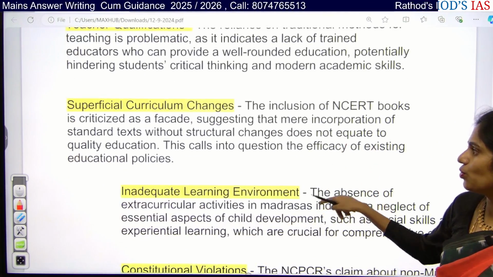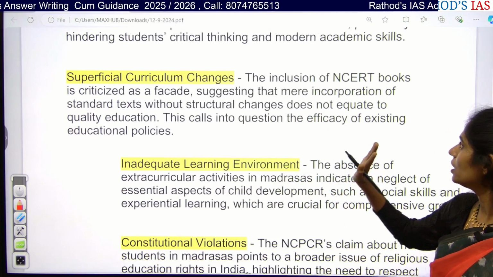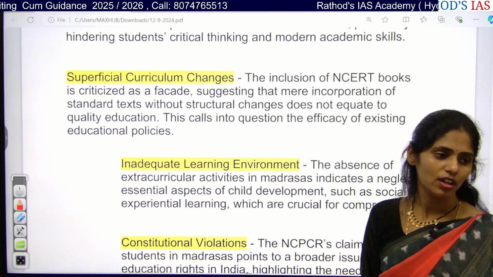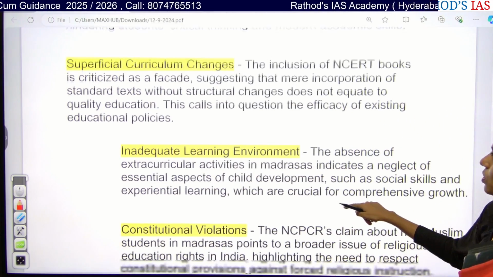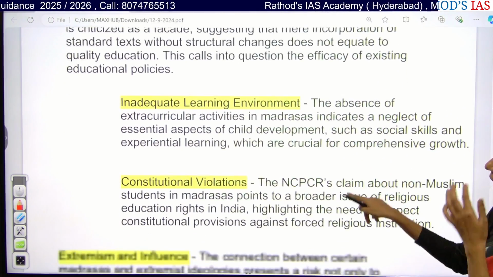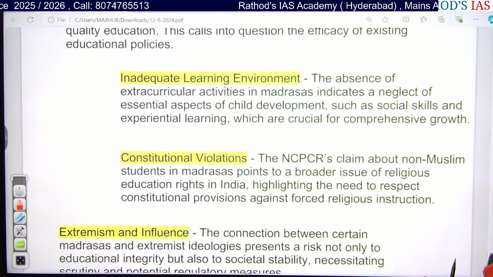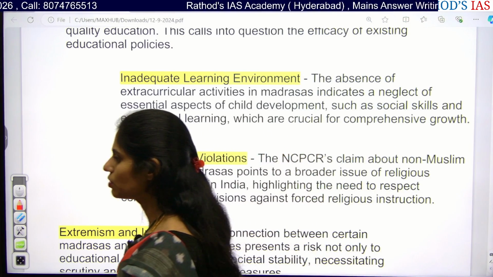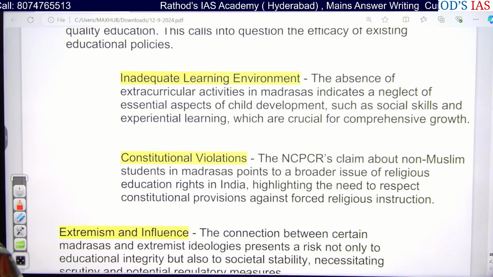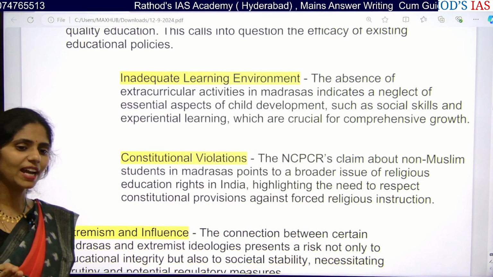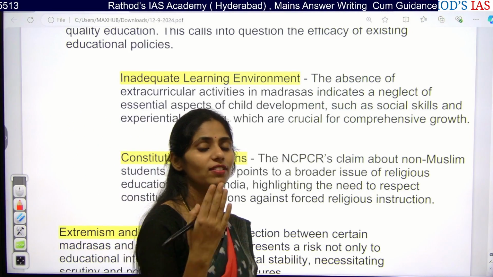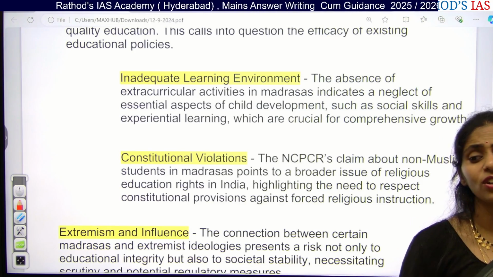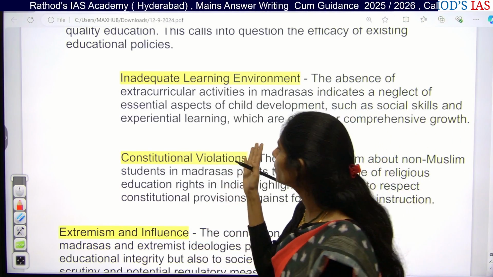And next, whatever curriculum they are following, there is no inclusion of NCERT books, they are just teaching only the Quran. So this is also an important problem. And next is an inadequate learning environment. If you compare these madrasas with other schools like private schools, in private schools they will have essay writing practice, NCERT books, computer classes, and extracurricular activities like sports, etc. But they will not have this.